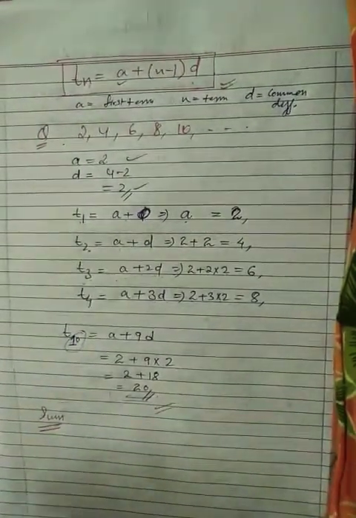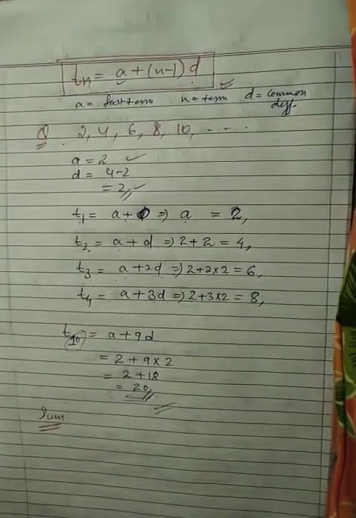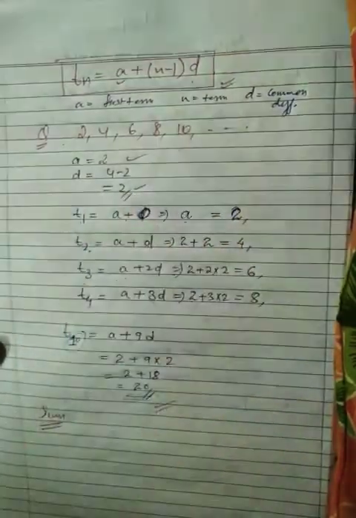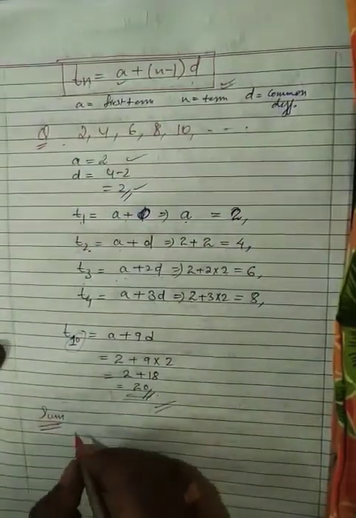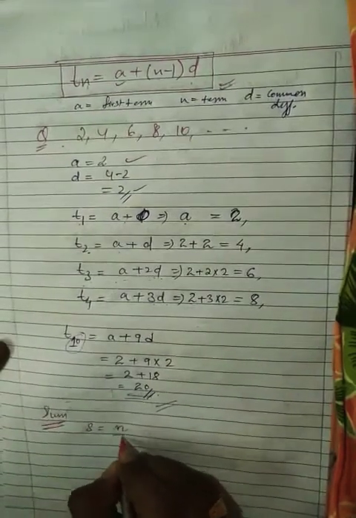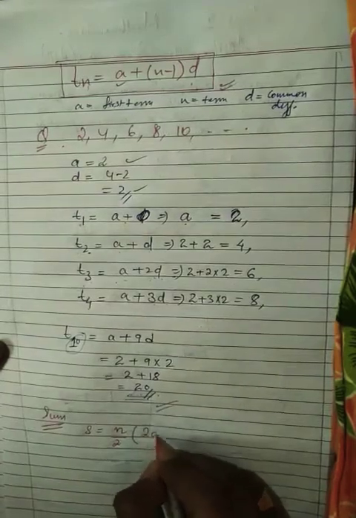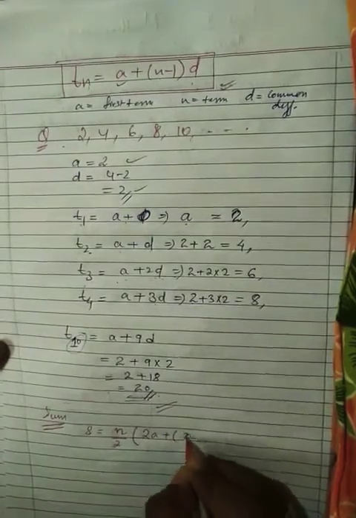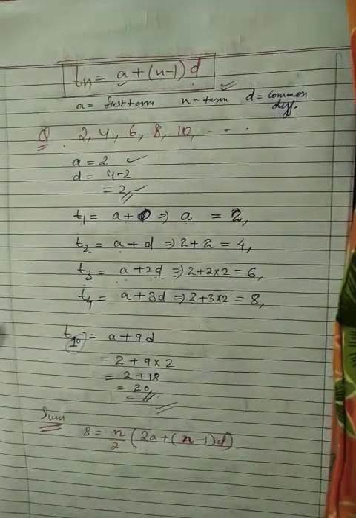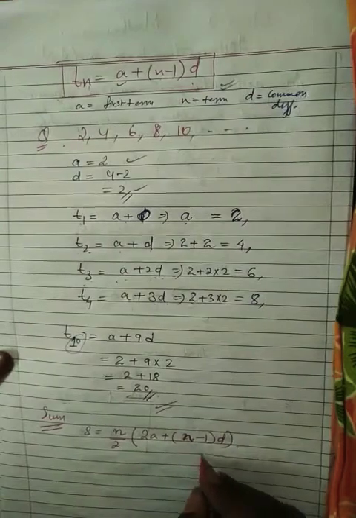In your AP series we have to do two things: apply the term formula, and the sum formula. The sum formula for an AP series. If I want to calculate the sum of this series, how do we calculate the sum? The formula is S equals n by 2, bracket 2a plus n minus 1 into d. This is the formula for sum. Clear? Understood?